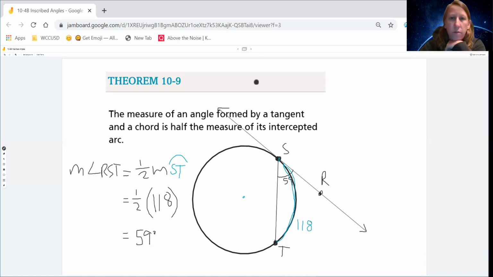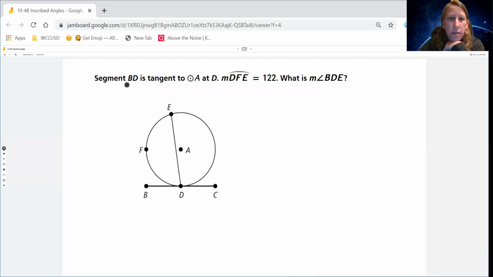Okay, so let's do this one. Line segment BD is tangent to circle A at point D. So this is the point of tangency. We know that the measure of arc DFE is 122 degrees. That makes sense. It's a little bit less than 180. And we want to know the measure of angle BDE. Well, we just learned that it's going to be half. So all I have to do is 122 divided by 2, which is 61.